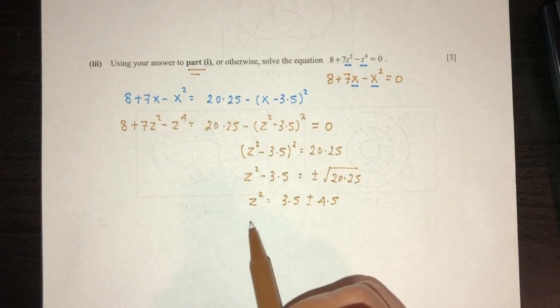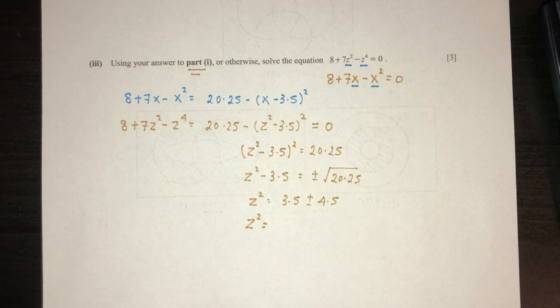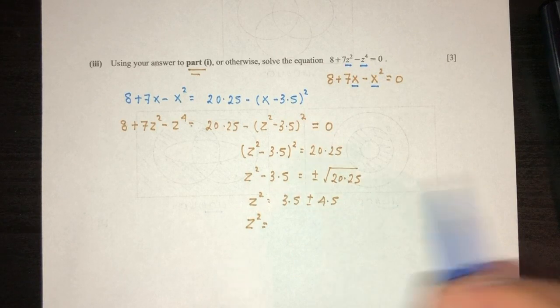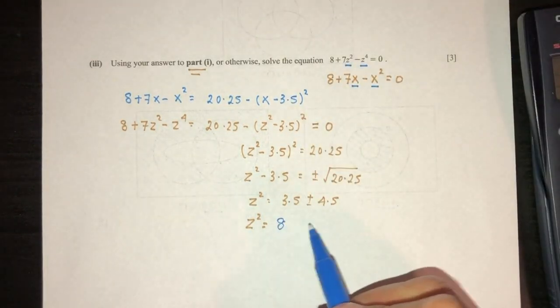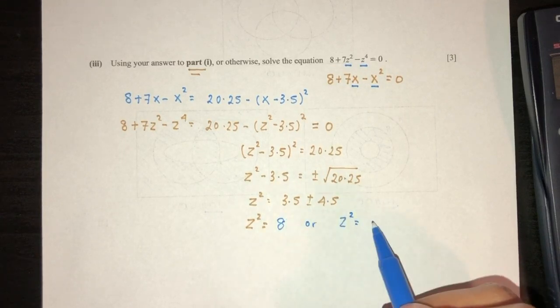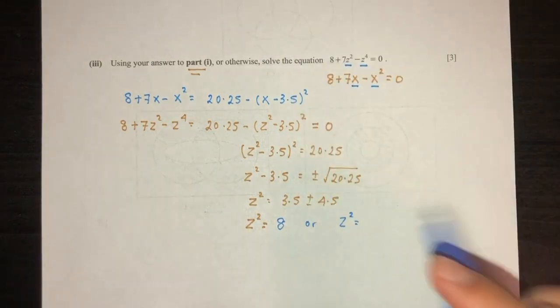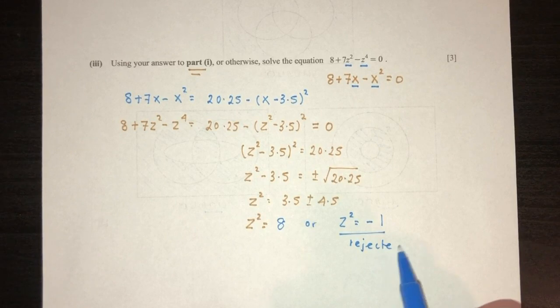And finally, z squared can be equal to two possible values from what we have seen. So one value will be 3.5 plus this. That will be 8. Or z squared can be 3.5 minus this, so 3.5 minus 4.5 should be minus 1. So now this one will not be possible because it will not be a real value. A square cannot be negative, right?